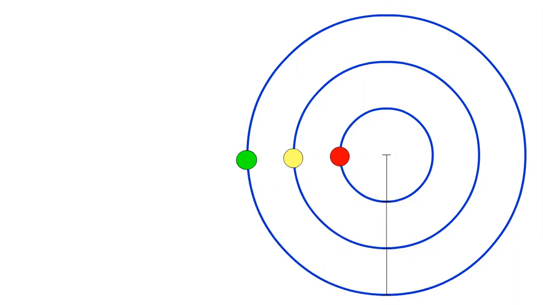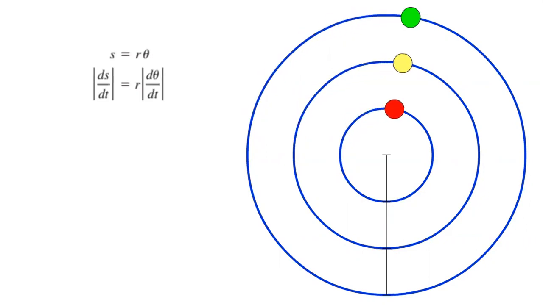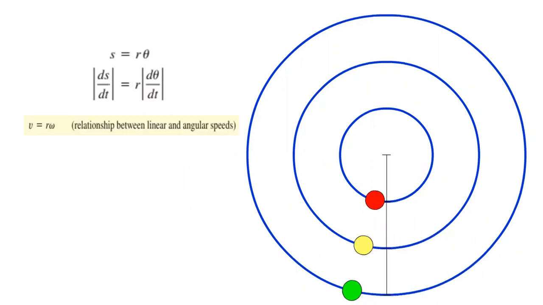Now consider these three particles in the figure that rotate about the center of the circle. At constant distance r from the axis of rotation, a particle moves in a circle of radius r. At any time, the angle theta and the arc length s are related by s equals r theta. If you take the time derivative of this, we have the derivative of s with respect to time equal to r times the derivative of theta with respect to time, which is equal to the linear velocity, equal to the radius times the angular velocity. So this is the relationship between the linear and angular speed.